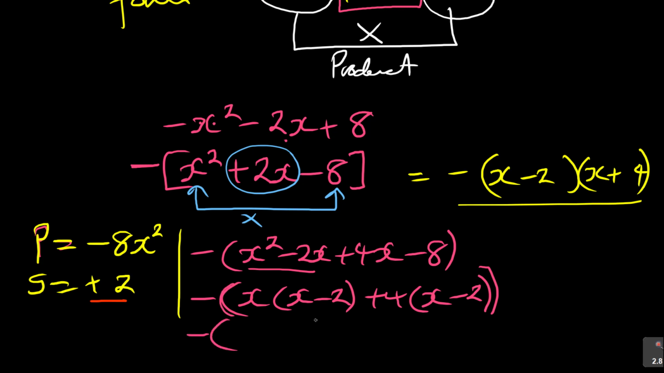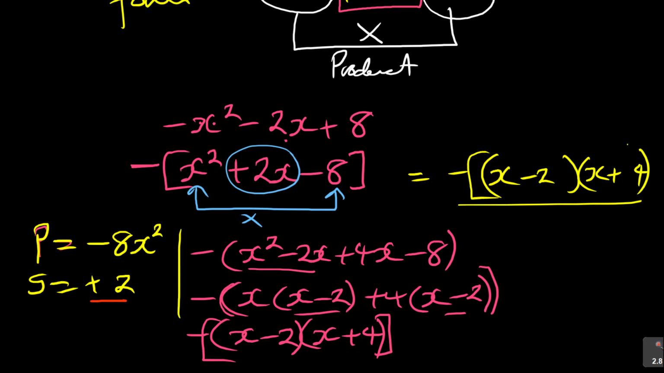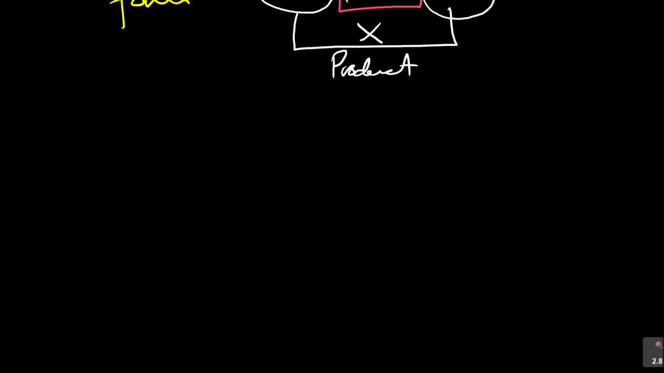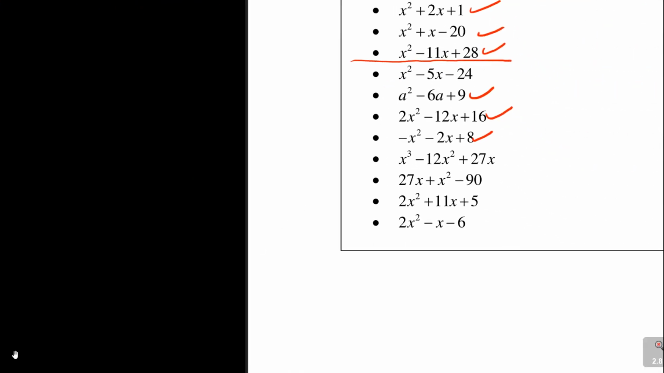Minus, and then x minus 2 is there now. It's x minus 2. And then outside is x plus 4. If you want to put another bracket like this, it's still fine. But that's the answer. Even the first one was correct. They won't penalize you. Alright. So far, so good. Let's move on to the next one.